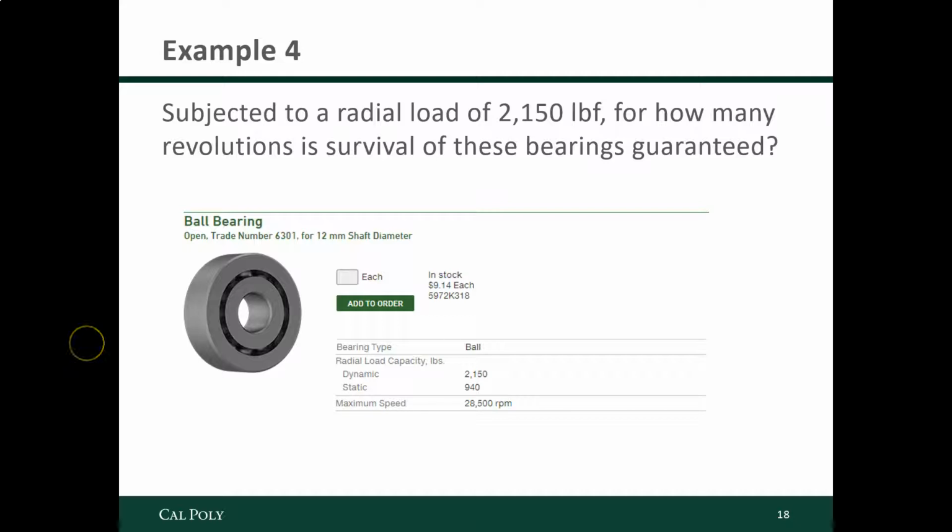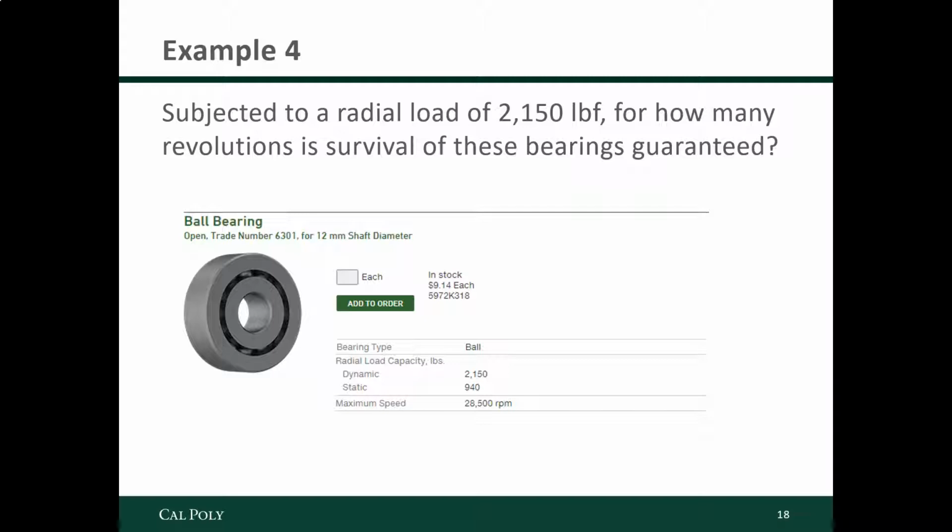Okay, now let's do some examples concerning the reliability. So far we've assumed that the reliability is fixed at 90%. There's a 10% chance of an individual bearing failing for the rated life. But now we're going to relax that a little bit. So here's our next question. Subjected to a radial load of 2,150 pounds, for how many revolutions is survival of these bearings guaranteed?